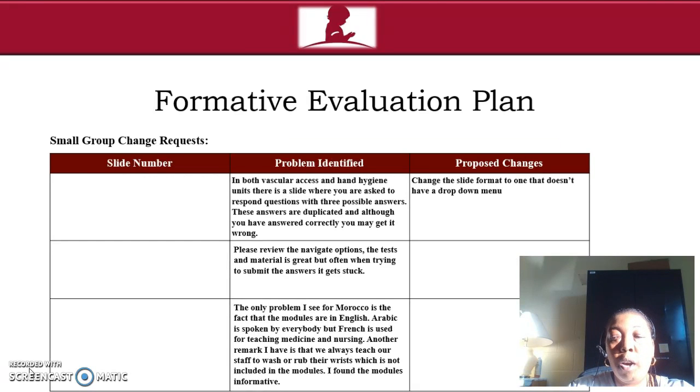Next, we have the small group change request. With the small group, there was general concerns such as at their particular international site, all instruction is taught in French and everyone speaks Arabic, so the content would need to be translated.